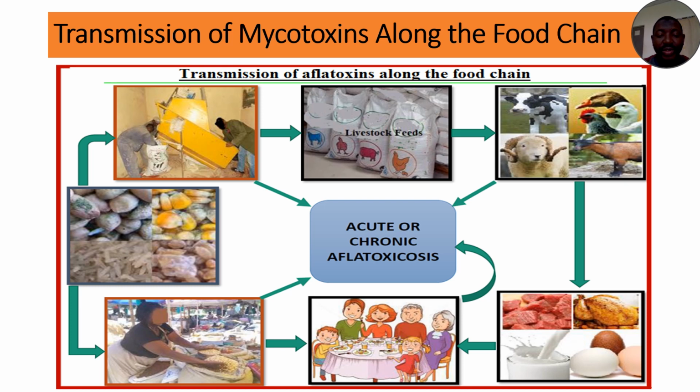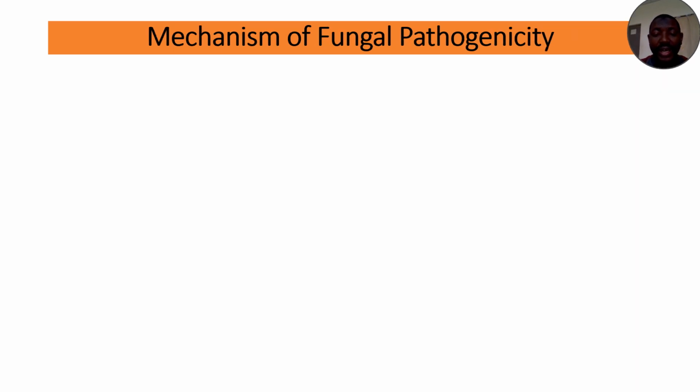Another way is that some of these farm products are directly consumed by human beings. The other way we discussed is an indirect way, but this one is a direct way of aflatoxin transmission, in which it affects the humans directly. Now, whichever way, aflatoxins cause either chronic or acute toxicity once consumed by humans.